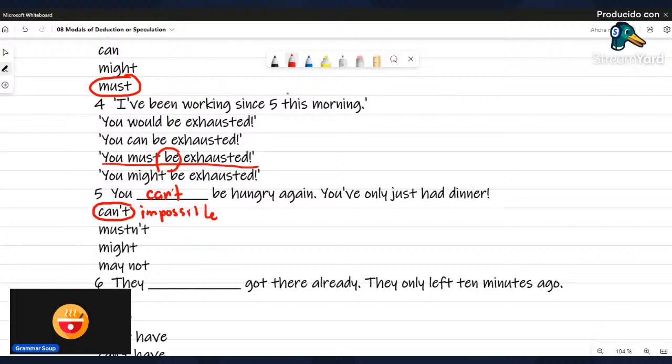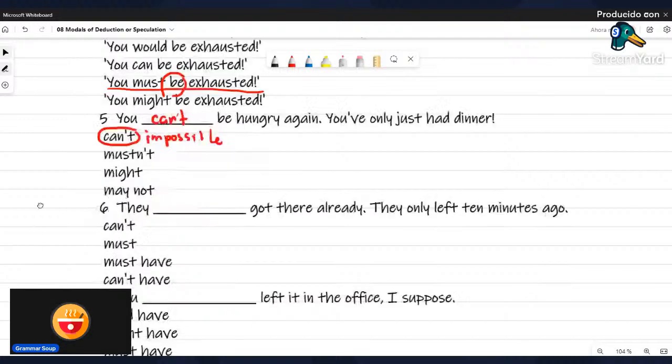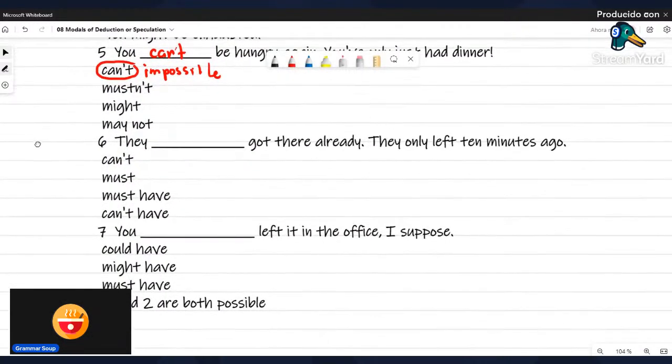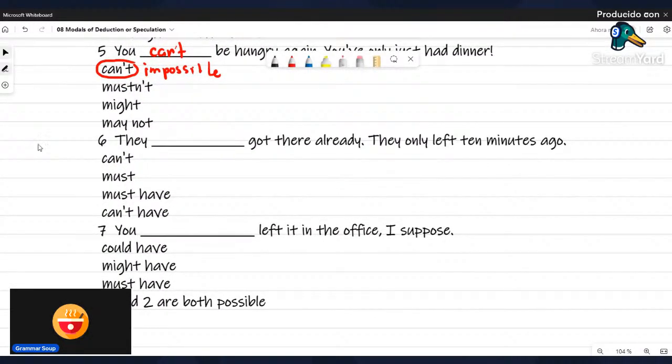We got the answers. Number 6. I hope you guys are doing it well. I'm pretty sure that you guys do it well because you are following, right? And I know that you were taking notes too, so that's a good strategy. Number 6, we have they got there already. They only left 10 minutes ago. So we have can't, must have, or can't have. So we have 4 different modal verbs. Which one do you think is the best one?